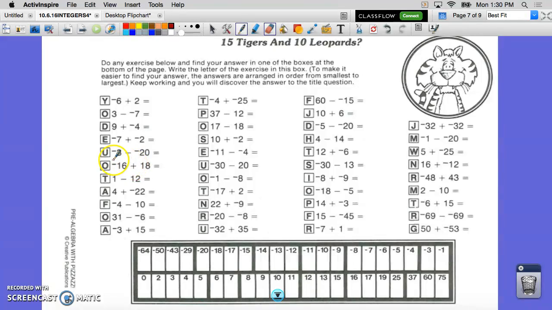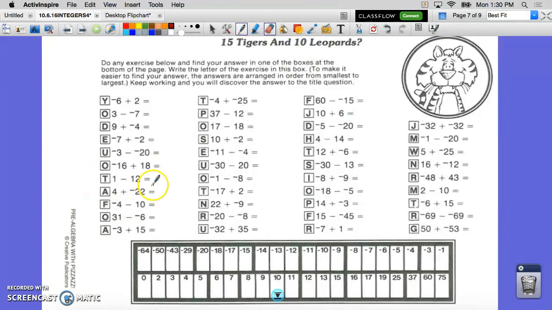So let's go back. Negative plus a positive. Subtract: 18 minus 16. Answer is 2. Keep the sign of the higher digit. What's the higher digit, 16 or 18? 18, and 18 is positive, so I'll keep my answer as a positive 2. Okay, so I have an O right there too.